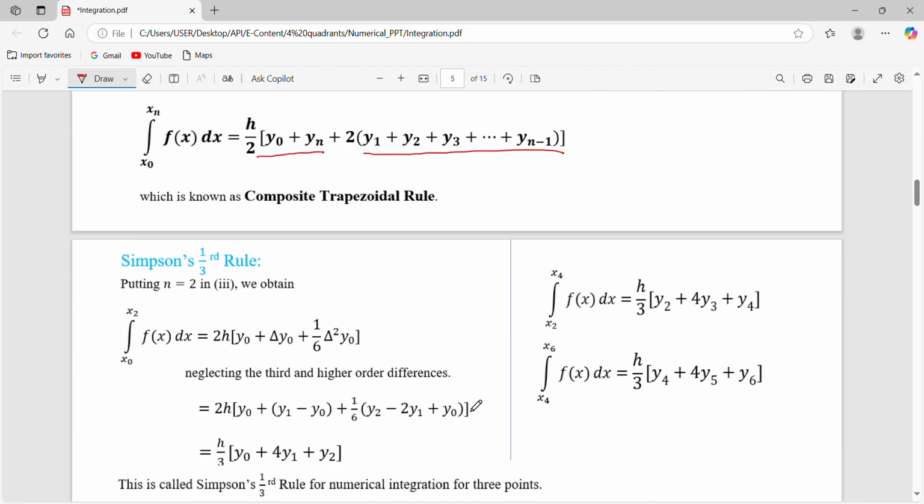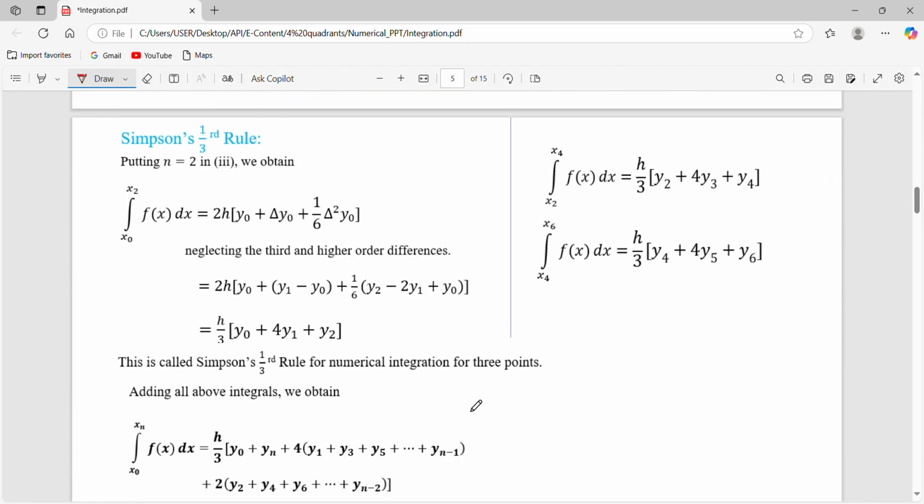Next is Simpson's one-third rule. In the same way, if we put n equal to 2 in that equation, that is the general quadrature formula, you will get x0 to x2. Why here x2? Because we know that x2 equals x0 plus 2h. Since n equals 2, we have written x0 to x2. So after calculation, you will get 2h times (y0 plus del y0 plus 1 by 6 del square y0).